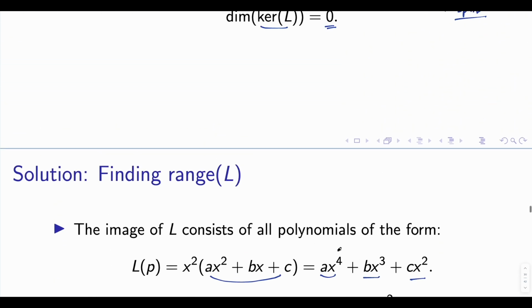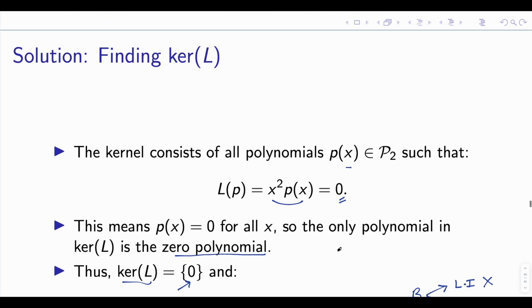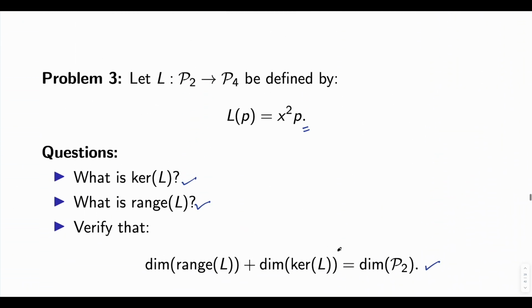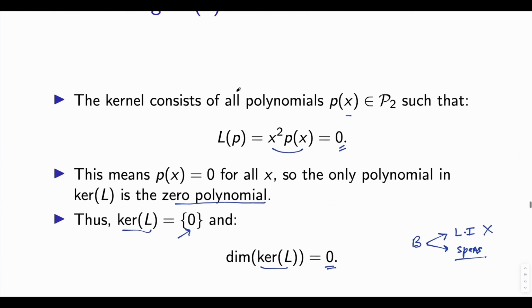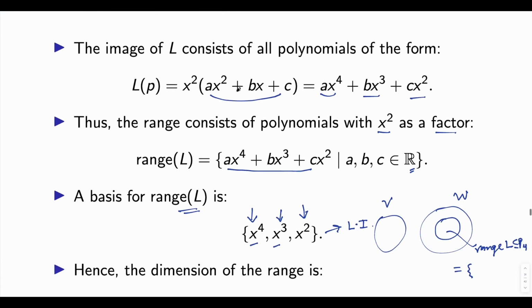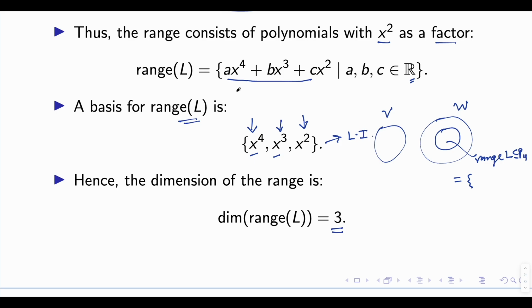So what is the dimension? The linear transformation was given from P2 to P4, right? P4 means the dimension is 5, right? But the range only covers 3, not 5 dimensions. Okay, so this is a subspace actually.